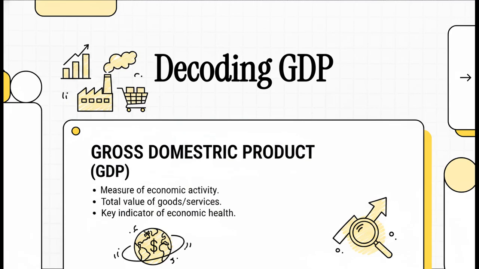So, if you've ever stared at a news headline screaming about economic growth or a looming recession and wondered, wait, what exactly are they even measuring? Well, you are in the exact right place. Today, we're diving into the absolute core metric of macroeconomics, gross domestic product, or GDP. We're going to take this massive, insanely complex global economy and break it down into crystal clear, totally digestible pieces. Let's decode the numbers and completely change how we look at the world's wealth.